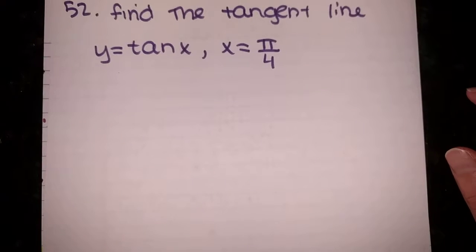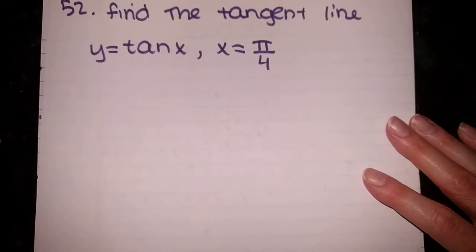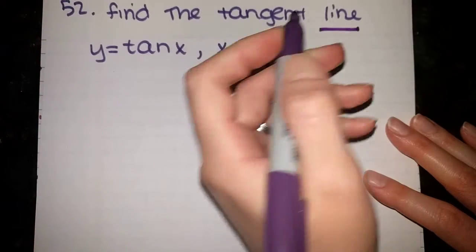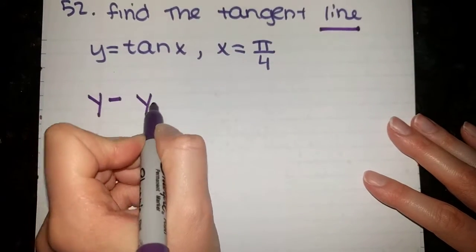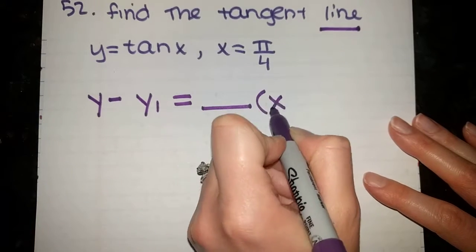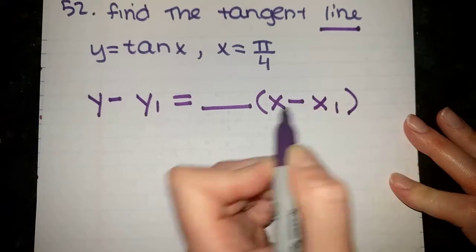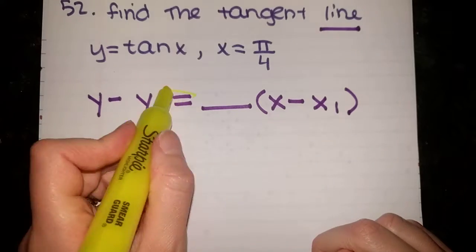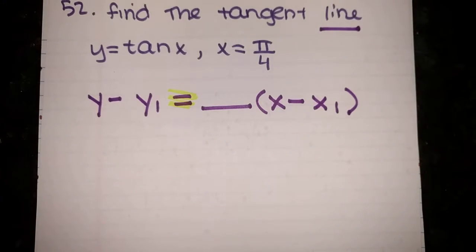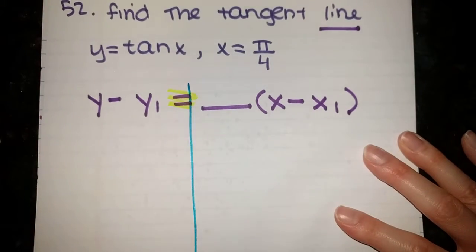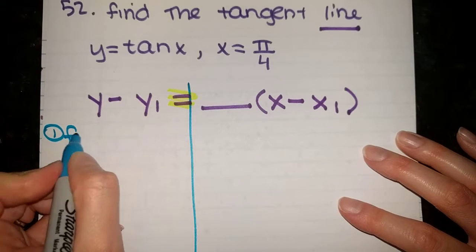Trying to find the tangent line, and they give us the tangent of x, and it's at x is equal to pi over 4. So anytime you're coming up with a line, you know that it's going to be y minus y1 equals m times x minus x1. Now, again, to the left and to the right of the equal sign, we're going to have a very, very similar process.